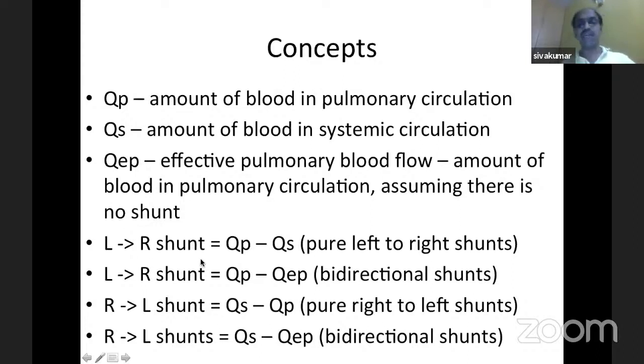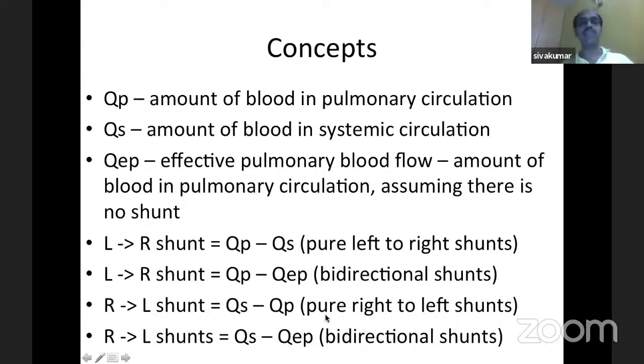Left-right shunt in a patient who has a pure left-right shunt is QP minus QS. But in a patient who has a bidirectional shunt, it is QP minus QEP. Right-to-left shunt is QS minus QP in pure right-to-left shunt, for example, a pulmonary arteriovenous fistula. In patients who have a bidirectional shunt, for example, truncus arteriosus or single ventricle, right-to-left shunt is QS minus QEP.